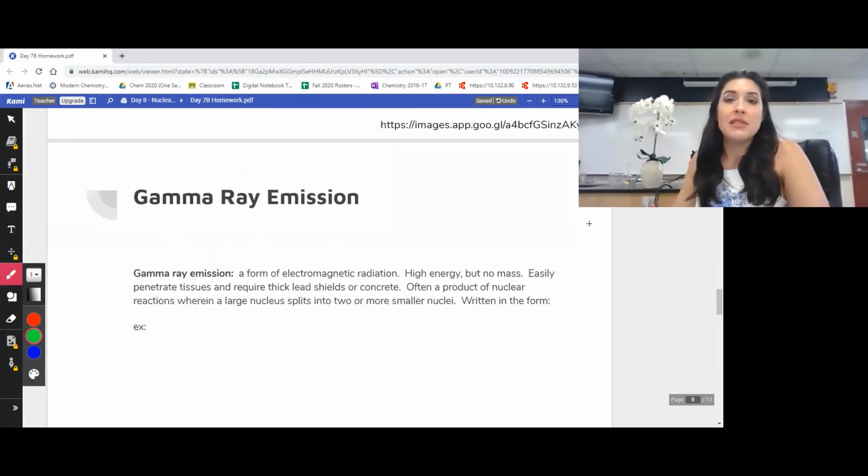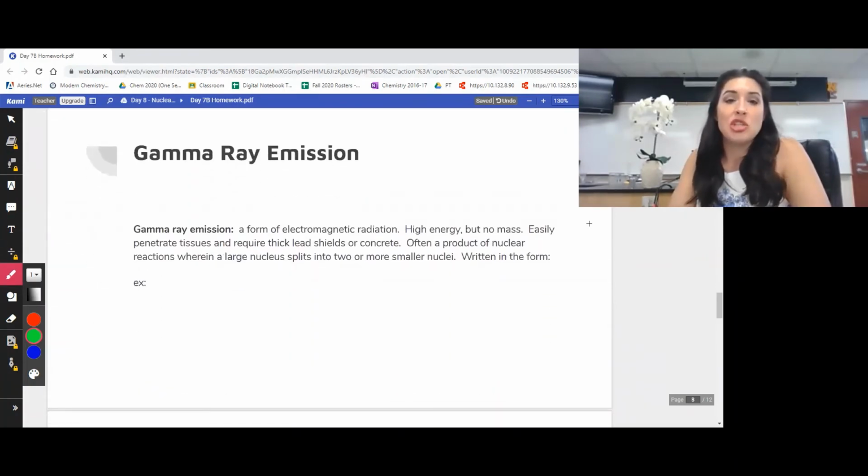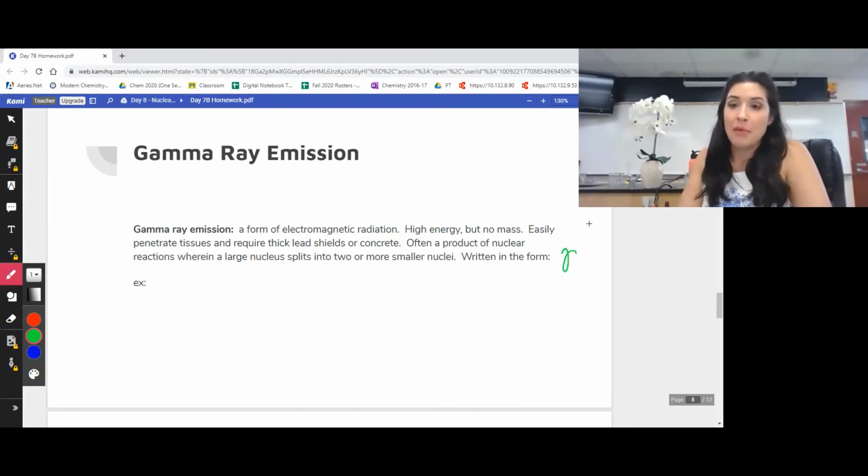So taking a second to formally define this, gamma ray emissions are forms of electromagnetic radiation. They have extremely high energy and no mass. And because of this high energy and lack of mass, they're easily able to penetrate tissues. And these ones require very thick lead shields or concrete. You wouldn't want to encounter gamma ray emission in the wild. Often, these gamma rays are written with the Greek symbol gamma. And because they have no mass, we put a 0 for the mass number and a 0 for the atomic number.